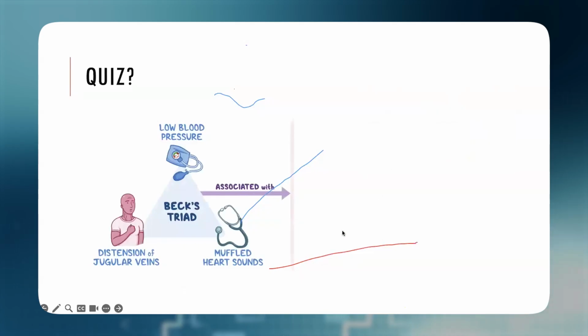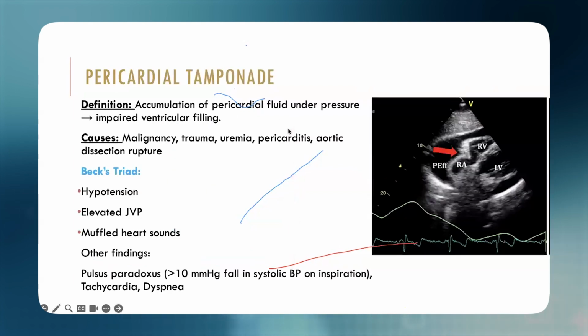So what is Beck's triad? Beck's triad is seen in which disease? Beck's triad is a classical finding of tamponade. Very good, very good. It's pericardial tamponade. So, pericardial tamponade is accumulation of pericardial fluid under pressure, which causes impaired ventricular filling.